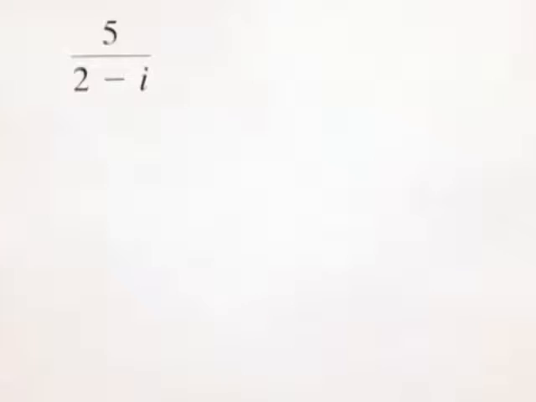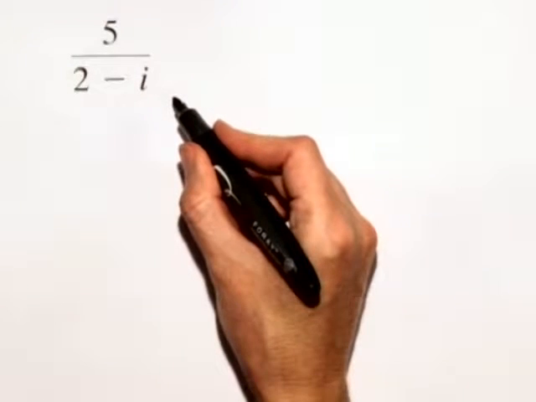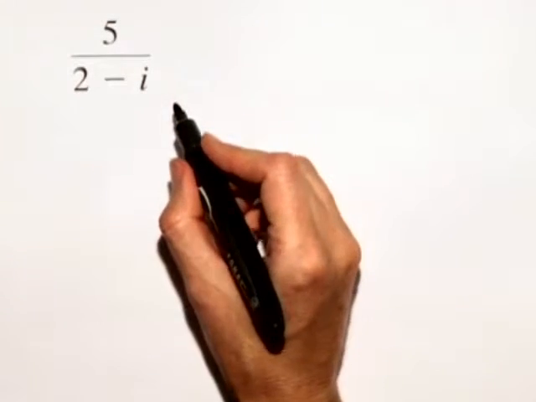For this example, we're asked to divide a complex number. We have 5 divided by 2 minus i. In order to divide a complex number, we have to use what's called the complex conjugate.